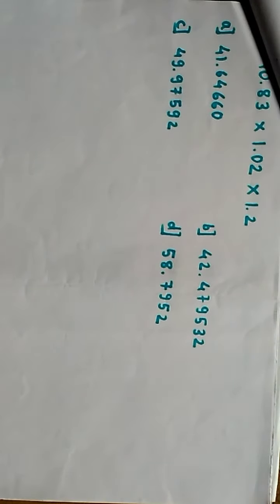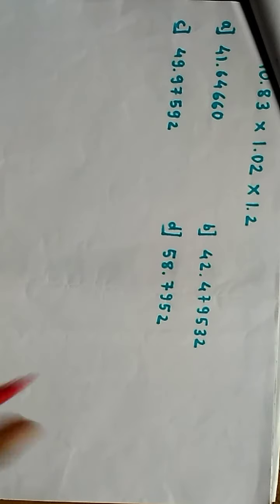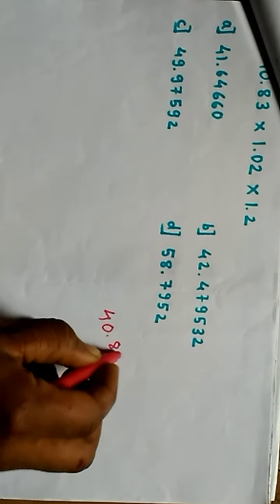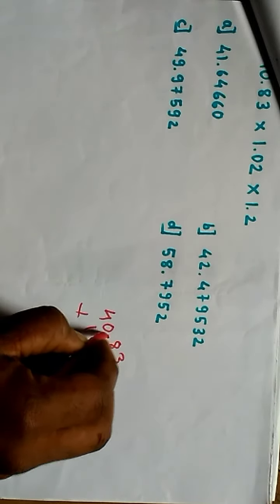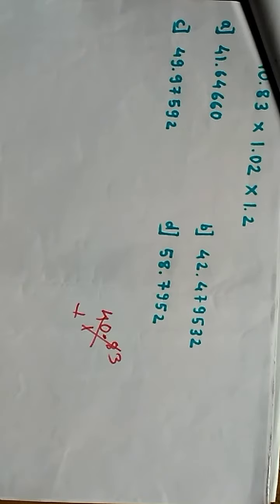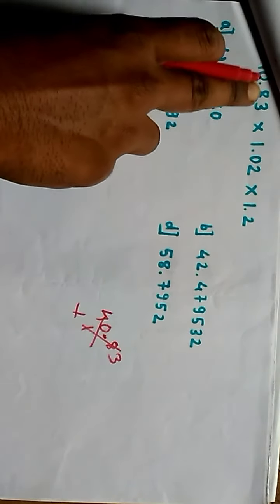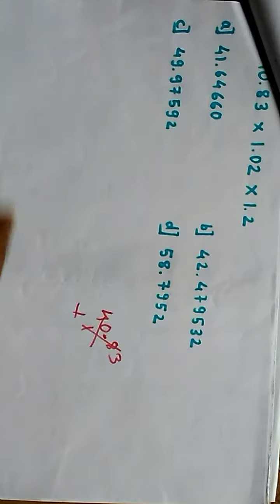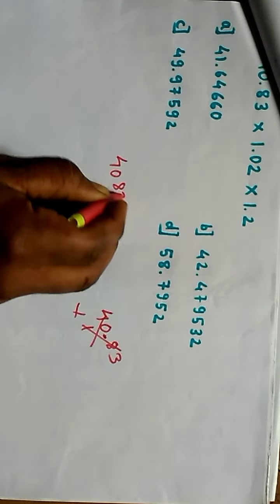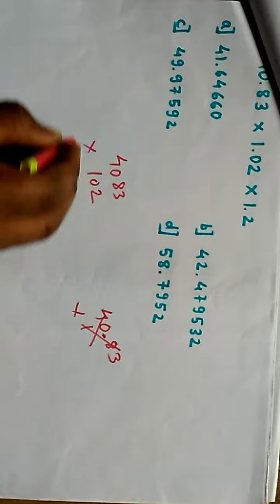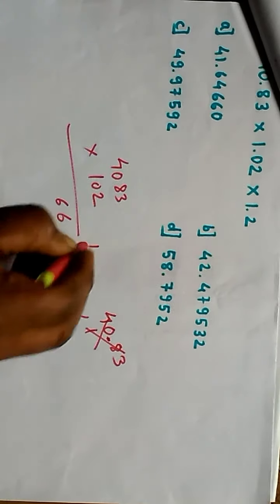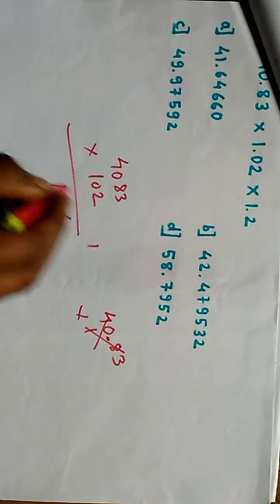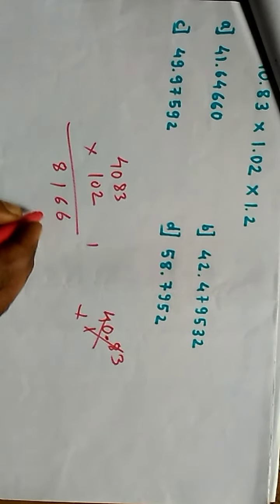Okay, next question, the multiplication of decimal fractions. So 40.83 into, I am assuming that these are whole numbers, not in the form of decimals. So 4083 into 102. Okay, so 2 3s are 6, 2 8s are 16, 0, so 1 here, so 8 2s are 8, 0, 0.